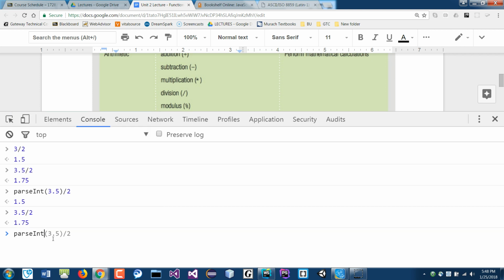Use parseInt, and then you could do it like 3.5 divided by 2, or you can parse the 3.5 inside also, and then divide it by 2. If you do it this way, then all you get is just the integer part of it, which is the 1. It truncates the decimal. In this case, it's 0.75.